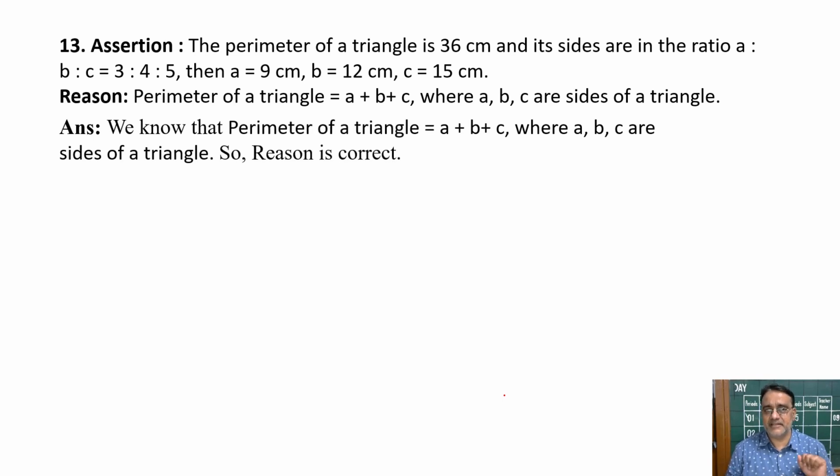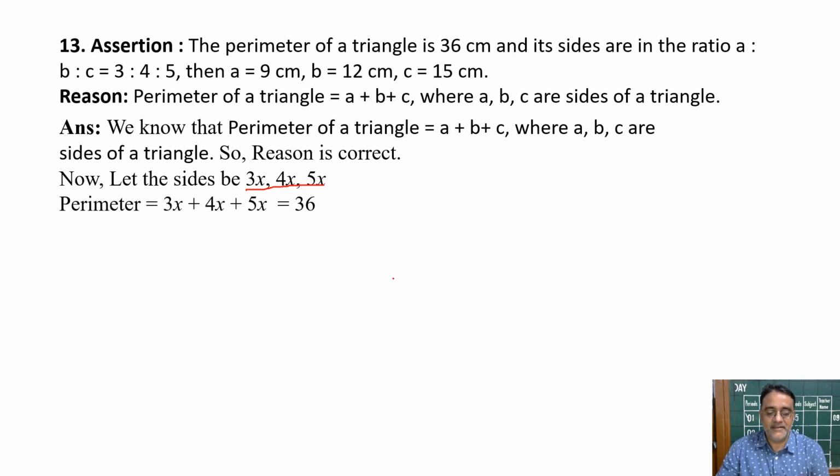The reason is correct. Now we are going to take a is equal to 3x, b is equal to 4x, and c is equal to 5x, right? So let the sides be 3x, 4x, and 5x. Now perimeter is given 36. That means the sum of these three sides is given 36. What is the sum of these three sides? 3x, 4x, 5x? 12x. So this will imply 12x is equal to 36. So what is the value of x? 3, right, very good.